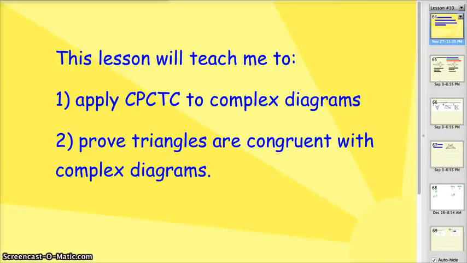Hello, this lesson is for congruence and overlapping triangles. This lesson will teach me to apply CPCTC to complex diagrams. Just a refresher, CPCTC stands for corresponding parts of congruent triangles are congruent, and then proving triangles are congruent.